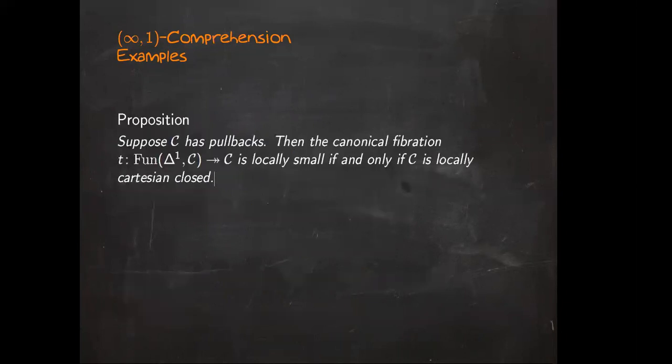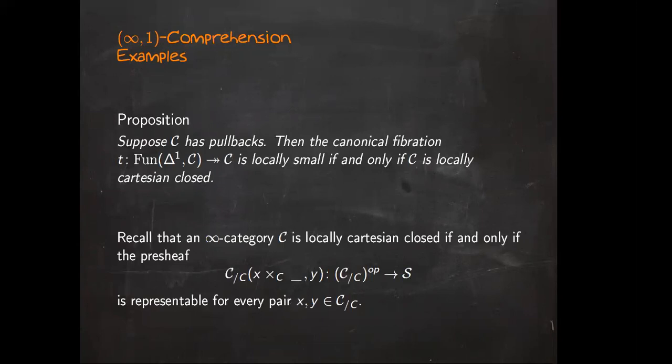And then there is another important example, namely the canonical fibration. And then you can show, as in the ordinary case, that the canonical fibration is locally small if and only if C itself is locally Cartesian closed. All right, and just to remember what that means, an infinity category C is locally Cartesian closed if all its slices are Cartesian closed, which means for every two objects in every one of its slices, the product in there has a right adjoint, which can be phrased in terms of representability of a certain presheaf.